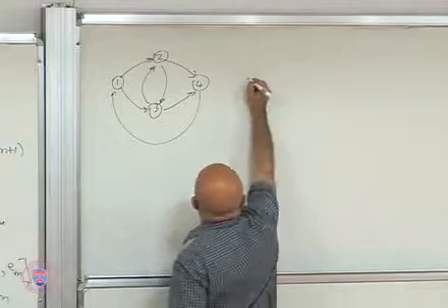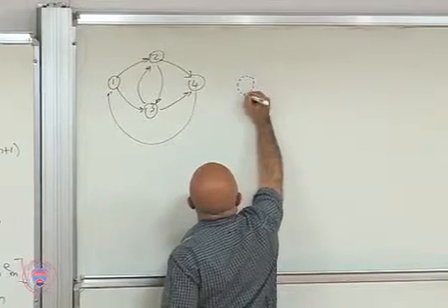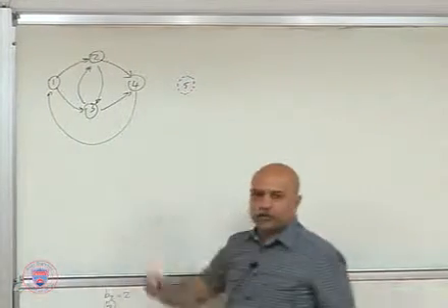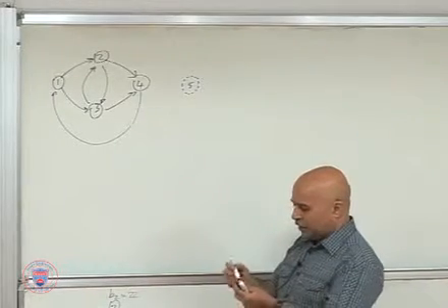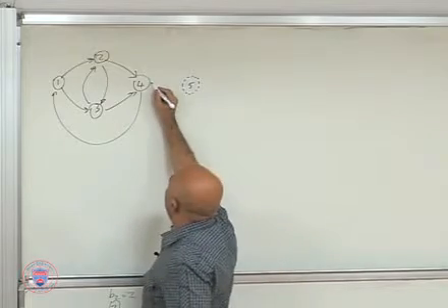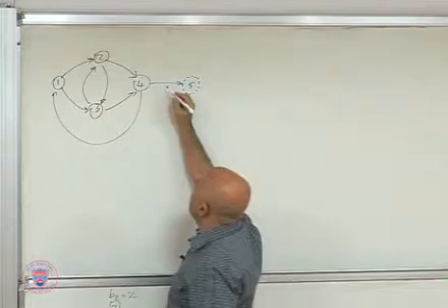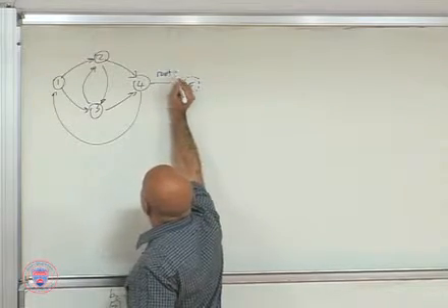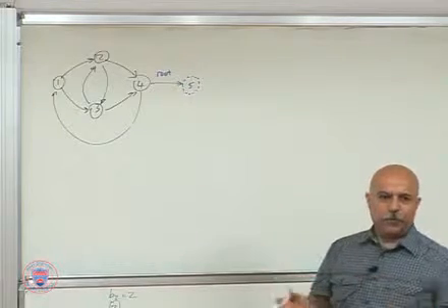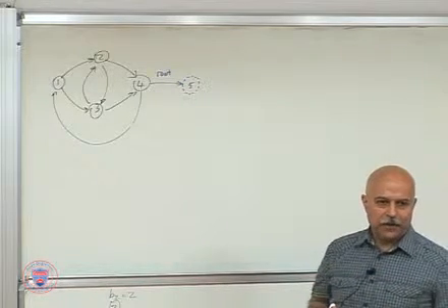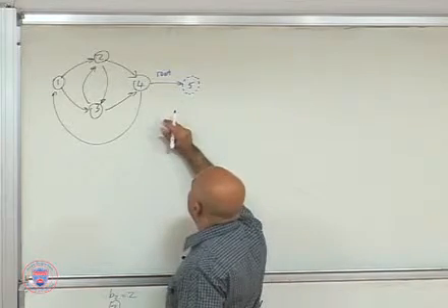So I pretend I'm adding a new node here, except that I'm going to drop it later. For that reason, I just make it a dotted node. And I added this arc, m to m plus 1. This is called the root arc. Conventionally, people call it the root arc.